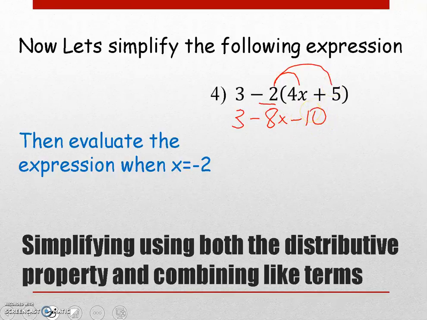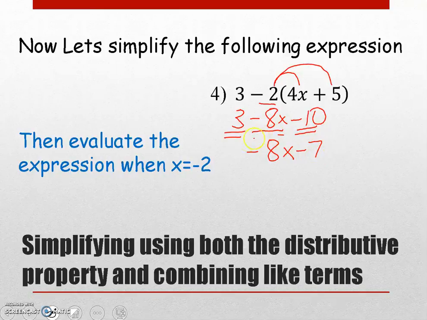So I just used the distributive property to get rid of the parentheses, and now I'm going to combine like terms. Well, I only have one x. That's a negative 8x. So that has to stay the same way it is. I can't combine it with anything. But my 3 minus 10, well, 3 minus 10 is negative 7.